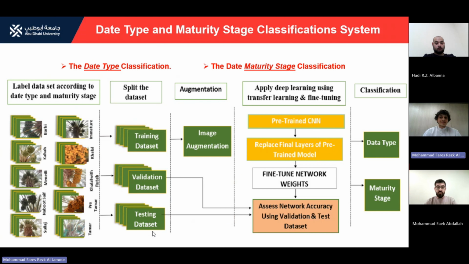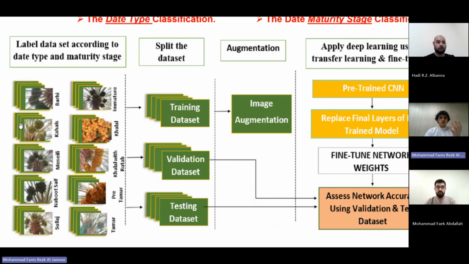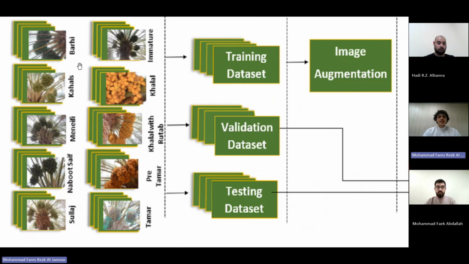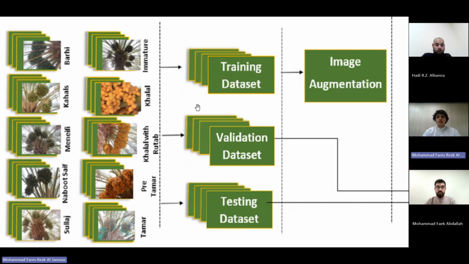So after the camera detects the date bunches, we need to figure out exactly what we are looking at. To teach the AI how to do this, we gathered photos of dates and stored them into groups. After splitting our dataset into training, validation, and testing datasets, we used image augmentation for our training dataset, which means we flipped the images or changed the lighting so the AI learns to recognize dates outside in the real-world environment, no matter what the camera sees.